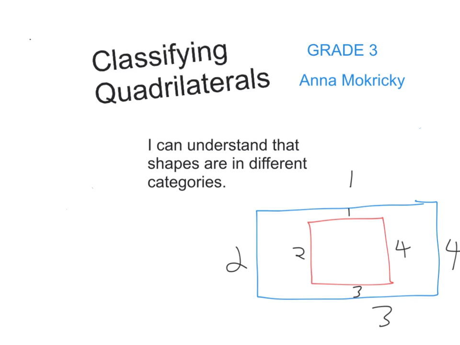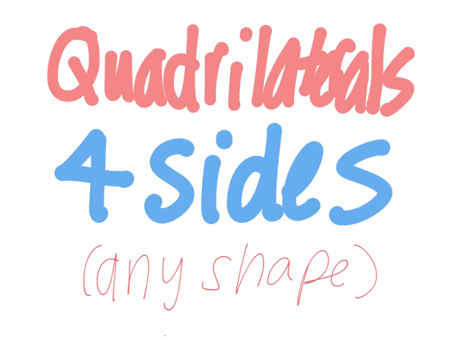Our lesson today will be classifying quadrilaterals, so that you can understand that shapes are in different categories. The first shape that we're going to talk about is quadrilaterals, and basically all you need to know about a quadrilateral is that they have four sides. So this can be any shape that has four sides.